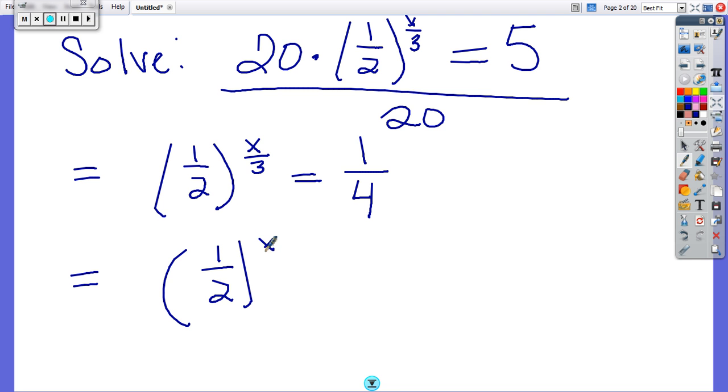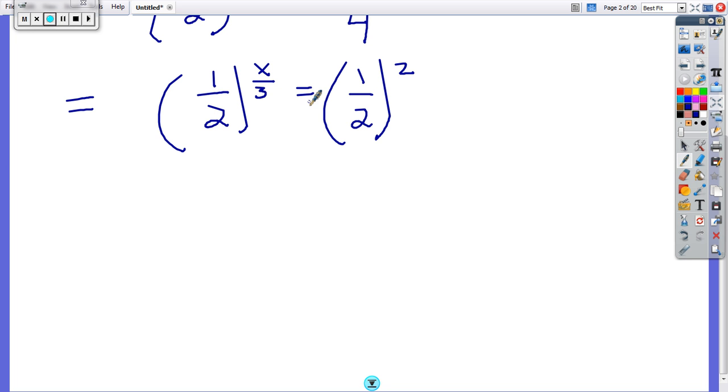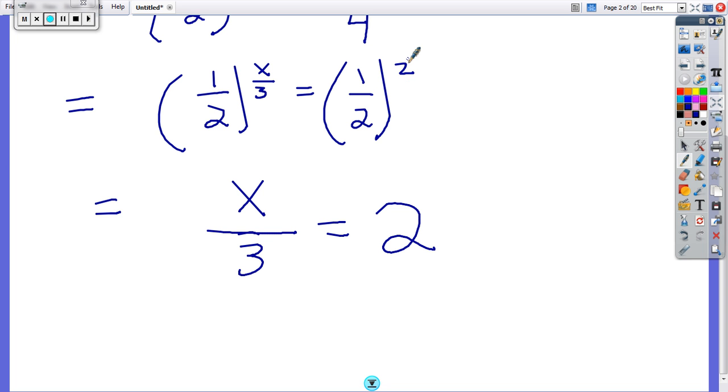Now, in order to use that one-to-one property, I'm going to have to rewrite 1/4. So this is going to stay the same, and I'm going to rewrite 1/4 as 1/2 squared, because we know that 1/4 is the same as 1/2 times 1/2. So now I can use that one-to-one property: if my bases are the same, my exponents must be the same. That means that x divided by 3 is equal to 2, setting my exponents equal to each other. So then x has to be equal to 6, multiplying both sides by 3.